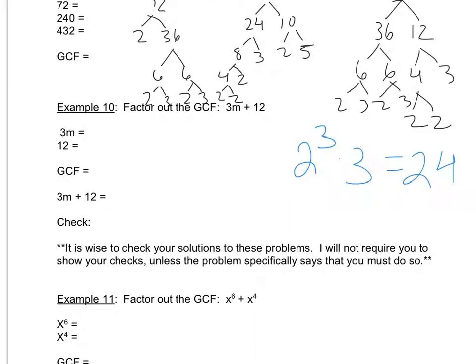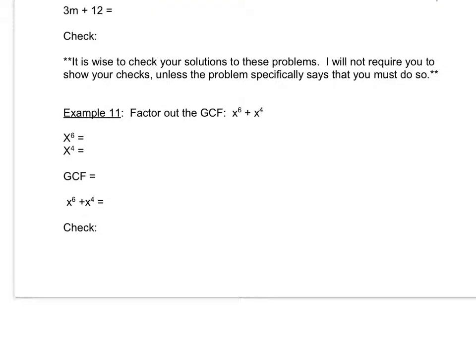So it says factor out the greatest common factor between 3m and 12. So what can I factor out? The 3. And you get m plus 4. Okay? What can I factor out of here? Well, I can factor out x to the 4th. You get x squared plus 1.